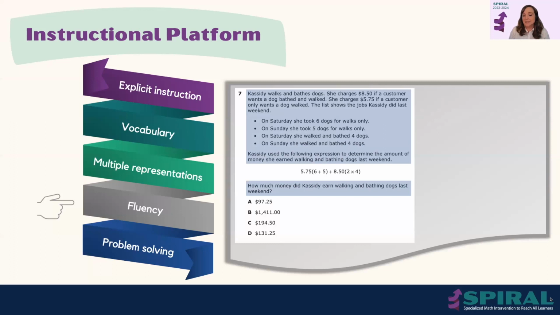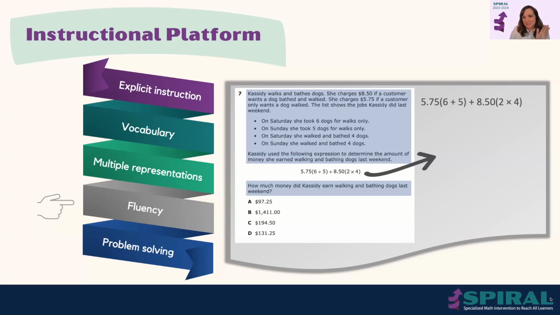Then it says Cassidy used this expression to determine the amount of money she earned walking and bathing the dogs. And the question asks, how much money did Cassidy earn walking and bathing the dogs last weekend? Now, someone's going to count for me and maybe they'll drop it in the chat. How many words do we have to read in this entire problem? But ultimately, the thing that you have to do to solve this problem is to solve this equation.